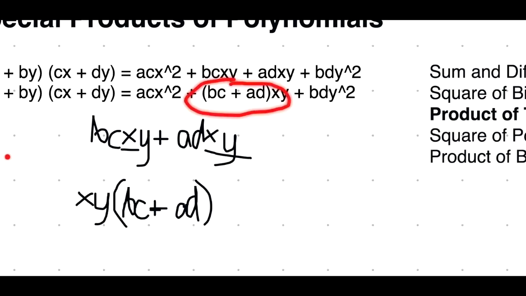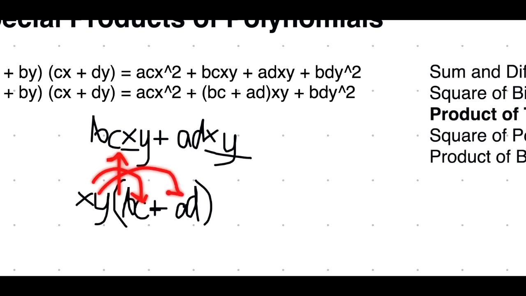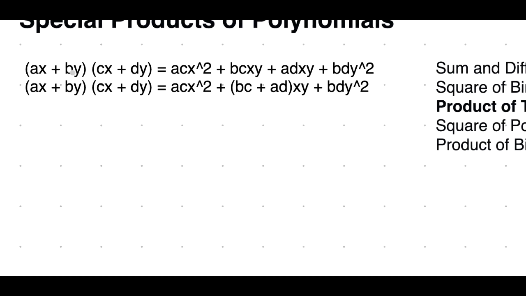And so they're equal to each other because when you multiply bc by xy, you get bcxy. When you multiply xy by ad, you get adxy, which is why this is the same as this. Okay, let's get to explaining how ax plus by multiplied by cx plus dy is equal to acx squared plus bcxy plus adxy plus bdy squared.